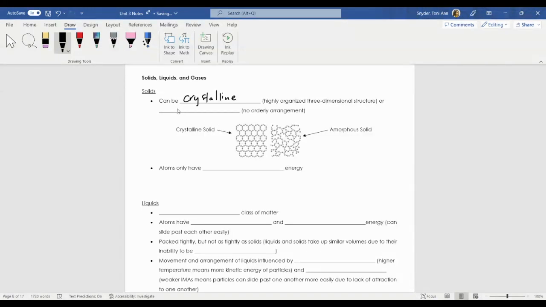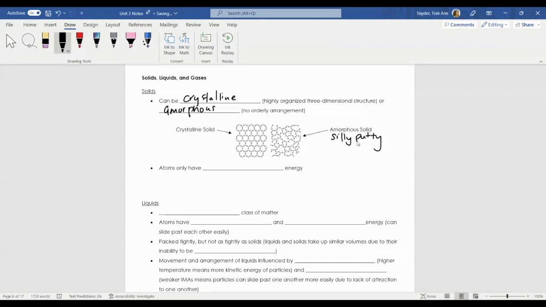Or solids can also be amorphous. Amorphous means that they don't really have an orderly arrangement. A good example of an amorphous solid would be silly putty or Play-Doh. You'll notice that the bond lengths in between them are all different distances. It's not a very orderly arrangement. We don't study amorphous solids all too much because there's a lot better chemistry in the crystalline solid section that we talk about in AP chemistry.